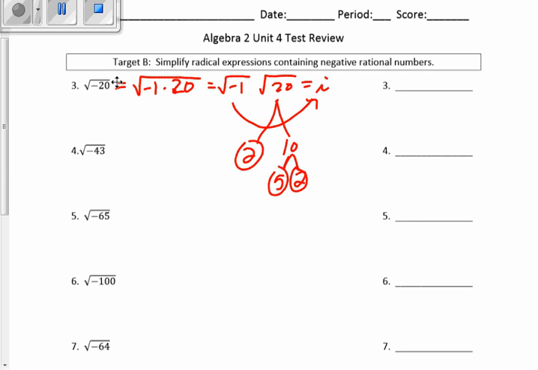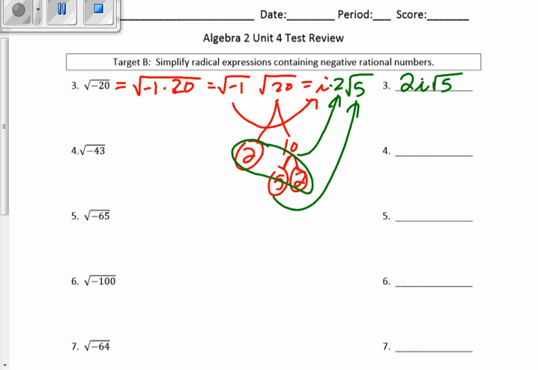Okay, so we look at pairs. We have a pair of 2's, so that's going to come out also. And then the 5 doesn't have a pair, so that stays underneath. The 2's have a pair, that comes out. Square root of negative 1 is i. Let's rewrite that: 2i square root of 5.